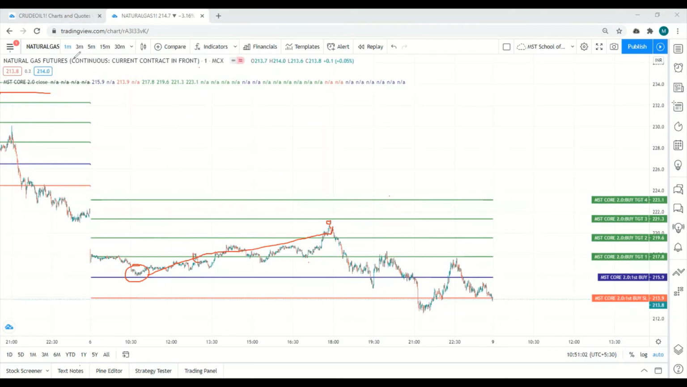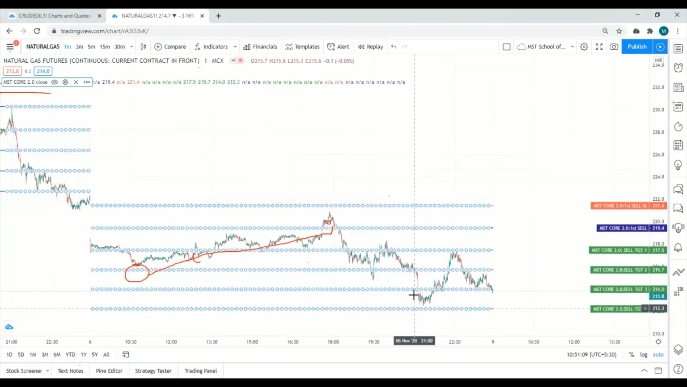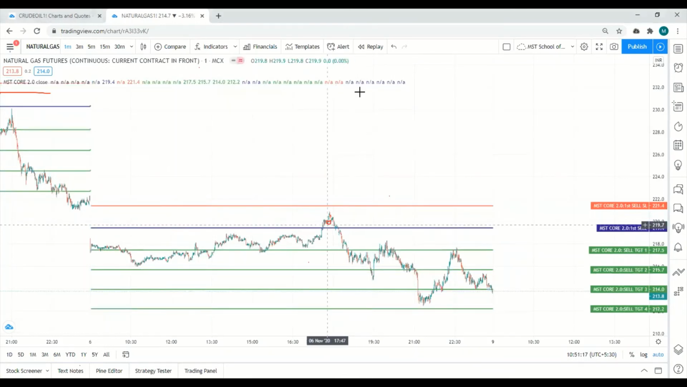Then what happened? If you are a risky taker, you can go for the sell entry also, right? That we have a technique. That technique we will teach you. So in first sell, what happened? Exactly, our first sell activated. It has gone up to the stop loss, but didn't reach the stop loss. First target done, second target done, third target done, fourth target almost reached.